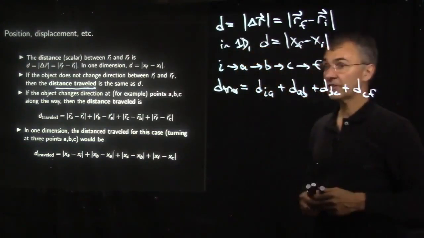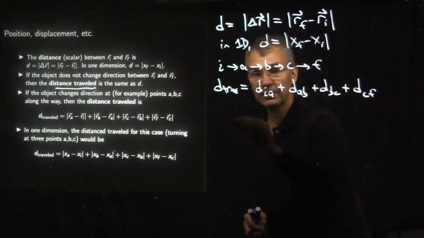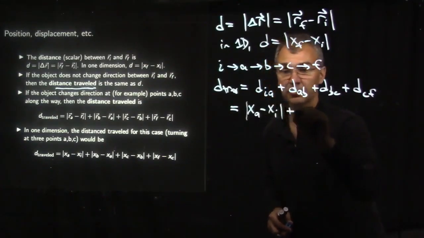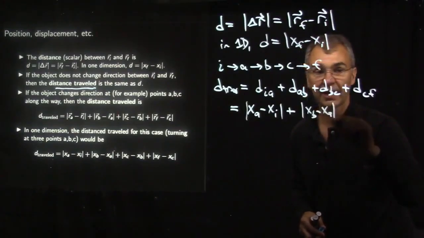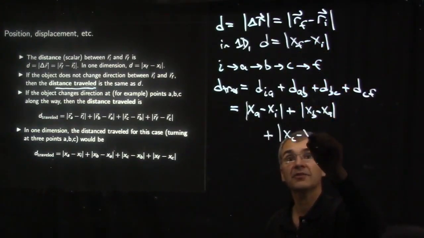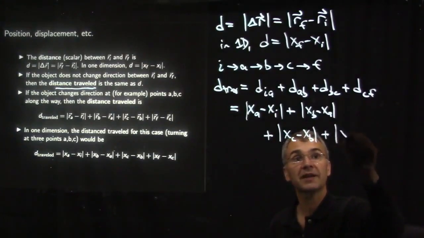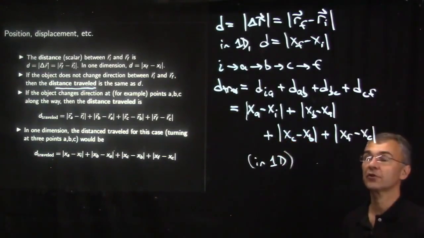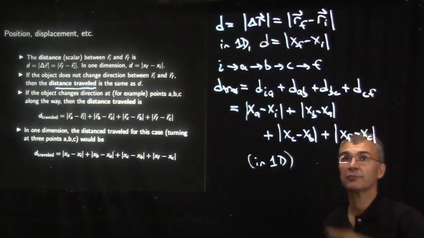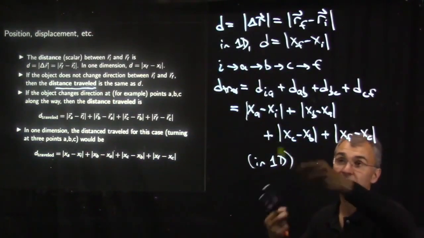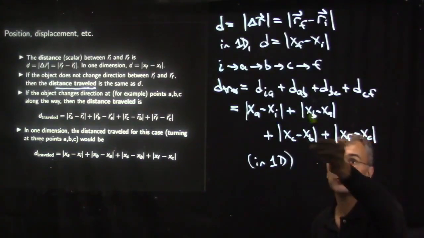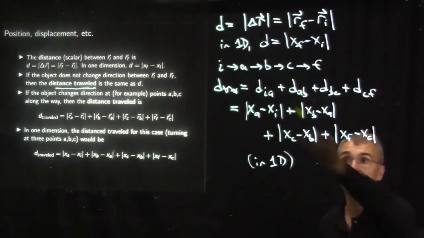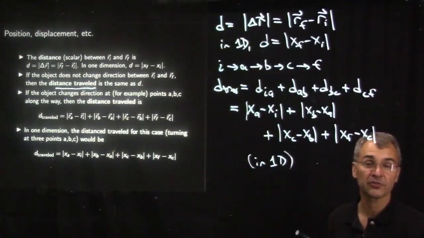Now, we're going to be working in one dimension for a while. So in one dimension, the distance traveled for this case would be the absolute value of xA minus x initial, plus the absolute value of xB minus xA, plus the absolute value of xC minus xB, plus the absolute value of x final minus xC. So the distance traveled in one dimension, assuming that we change direction at points A, B, and C, is the sum of those four magnitudes. That's how you do distance traveled in one dimension.